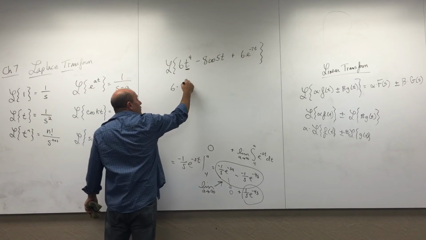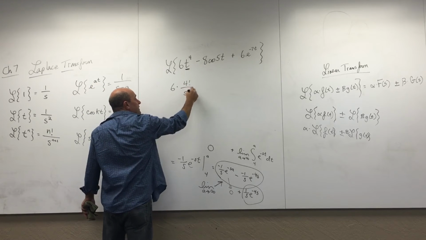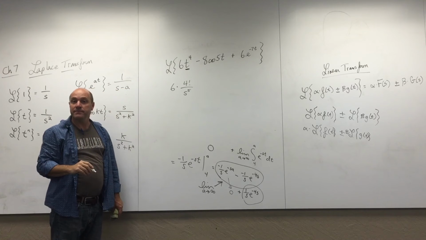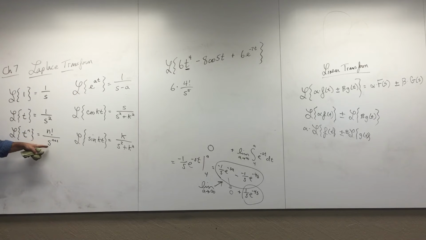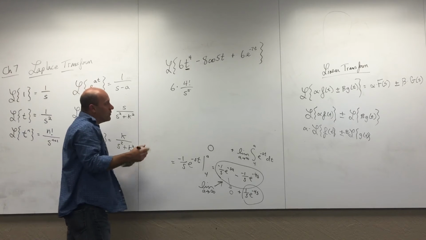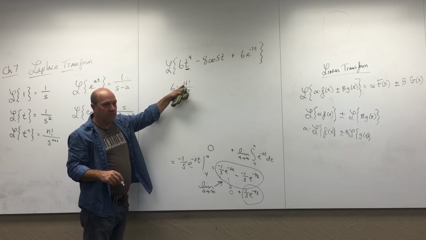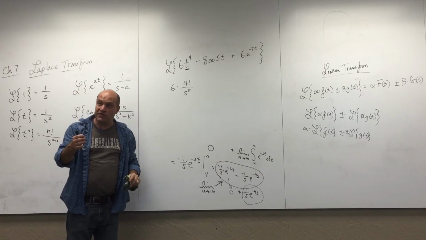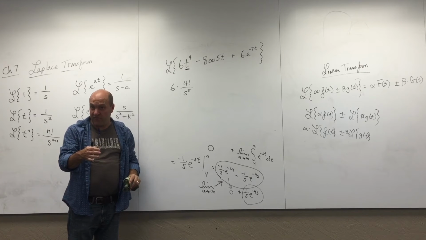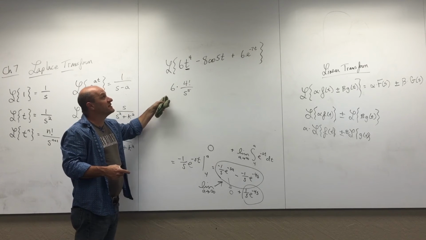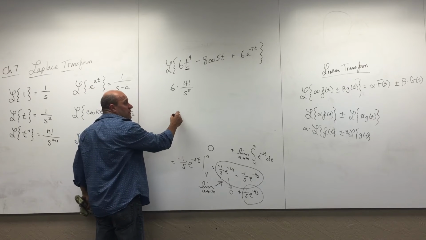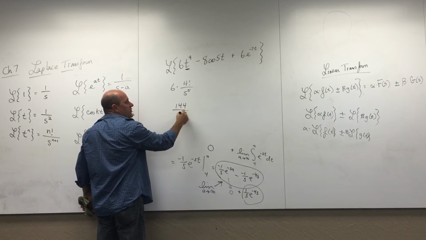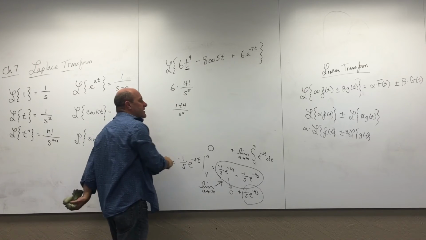4 factorial over s to the 5th? Okay, awesome. Is that how you do it? Yeah. T to the 4th? Yep. With the 6 out front. By the way, 4 factorial is 4 times 3 times 2 times 1. It's 24. 24 times 6 is 144. So this is 144 over s to the 5th. No big deal, but you should clean them up a little bit for me. We can wait till the end and clean it all up.